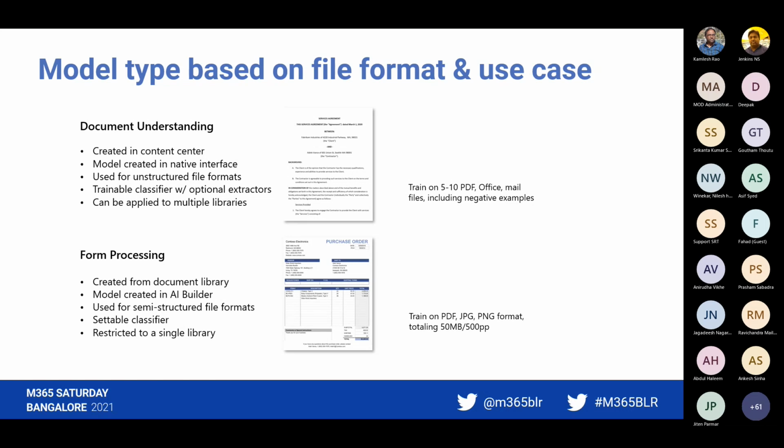So document understanding is created in the content center and has the ability to handle unstructured file formats, and you have trainable classifiers with optional extractors, which is important. And it can also be applied to multiple libraries, right? So this is the most important key aspect. Whereas form processing is restricted to a single library, and it has certain settable classifiers, and it can work very well with semi-structured file formats. And it is part of the AI Builder capabilities.